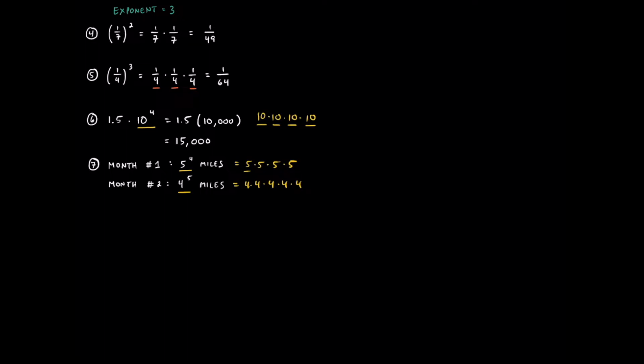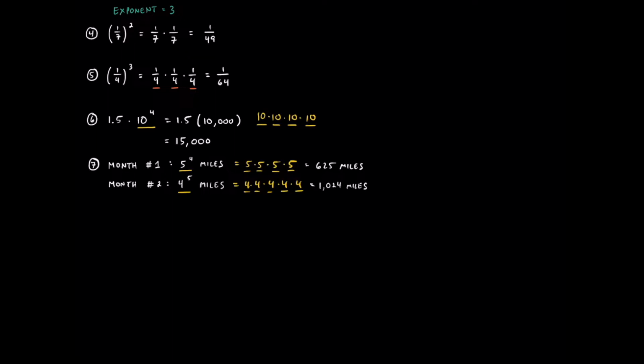So 5 times 5, that's 25, times 5 is 125, times 5. I think that's going to be 625 miles for the first one. Okay, and then for this next one, let's see if we can multiply this out. And again, feel free to use a calculator if you need to. But I think 4 times 4 is 16. 16 times 4 is 64. 64 times 4 is 256. 256 times 4, I think that's 1,024, if I'm not mistaken. I don't want to write something wrong, but I'm pretty sure that's right.